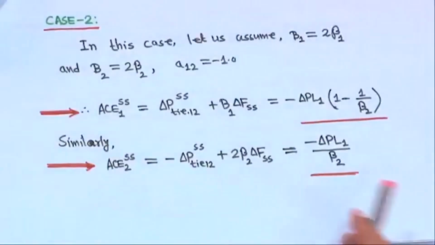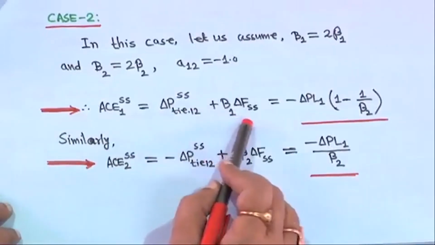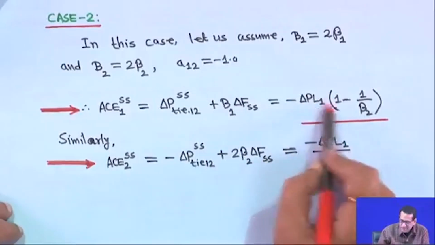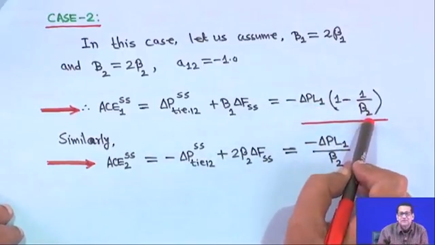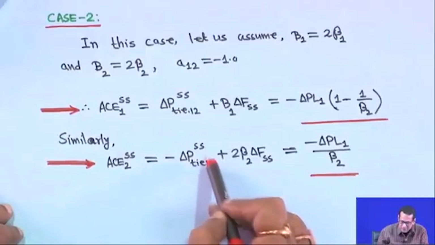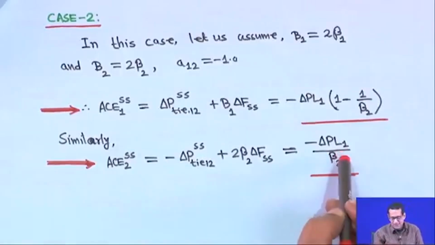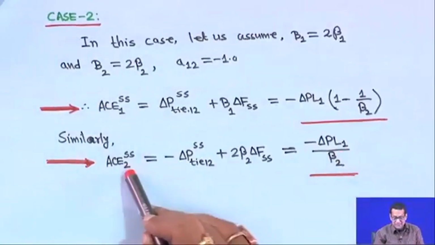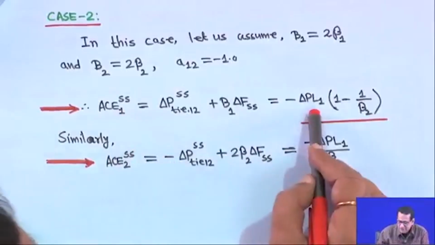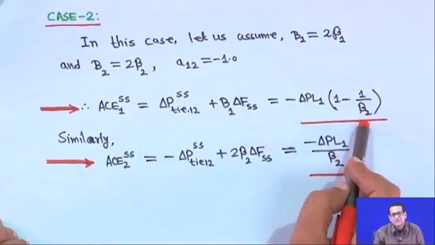If you do so, you will find AC1 SS, which is delta p tie 1 to SS plus B1 into delta FSS, will be minus delta PL1 into 1 minus 1 upon beta 2. And similarly, AC2 SS is minus delta p tie 1 to SS plus 2 beta 2 delta FSS, which will become minus delta PL1 upon beta 2. That means, if B greater than beta, this is not becoming 0, and AC1 SS also is not becoming just minus delta PL1, it is 1 minus 1 upon beta 2.